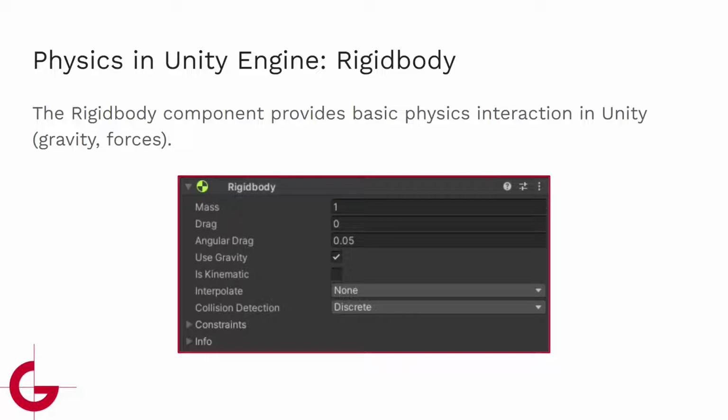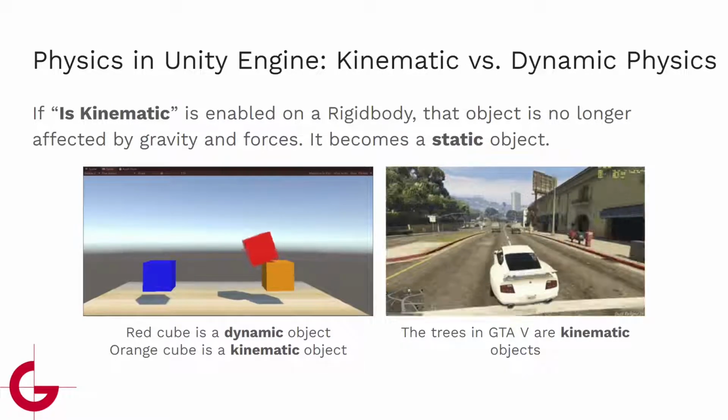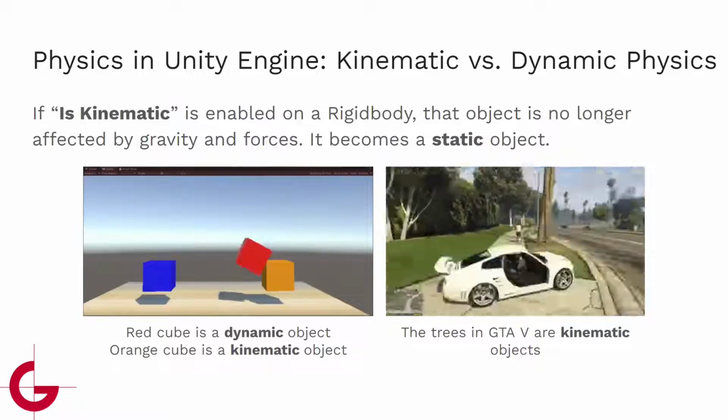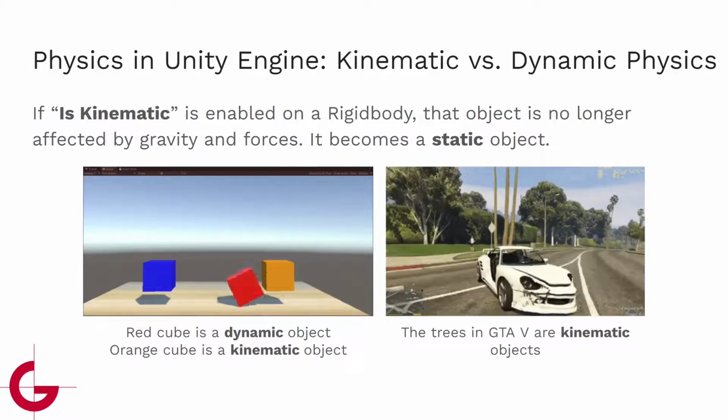And let's talk specifically about the physics in the Unity engine. The rigid body component is the end-all be-all component when it comes to physics in Unity. It is the component that provides physics interaction, gravity, and forces in Unity. And if you look closely, we have this is kinematic checkbox. This checkbox is rather important, and I'd like to talk more about it. So what exactly does it do? Well, if the is kinematic checkbox is checked, the object is no longer affected by gravity and forces. It becomes a static object.